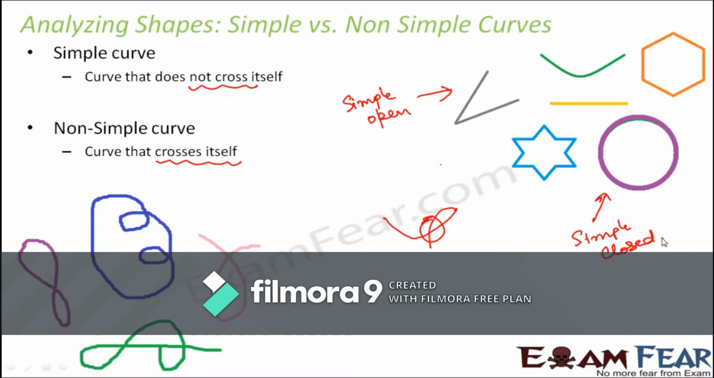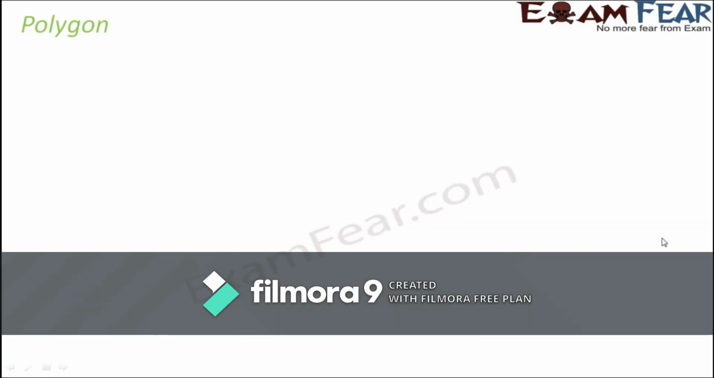Now why are we talking about all this? Because we should have some idea about various shapes before we start talking about quadrilaterals, because quadrilateral also is a specific type of shape. So with this, I think it's clear which is a simple curve, which is a non-simple curve. Got some idea about shapes. Let us talk about polygon.